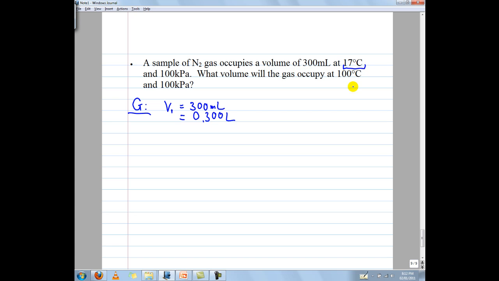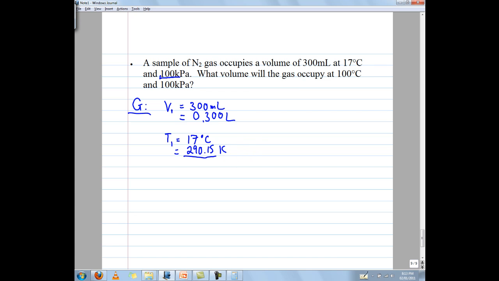Next, we see a temperature of 17 degrees Celsius. So T1 is equal to 17 degrees Celsius, but like I said before, can't leave it in Celsius, must be converted into kelvins. Can you please convert that into kelvins for me? Pause the video. And hopefully you got 290.15 kelvins, because you had to add 273.15 in order to convert from Celsius to kelvins.